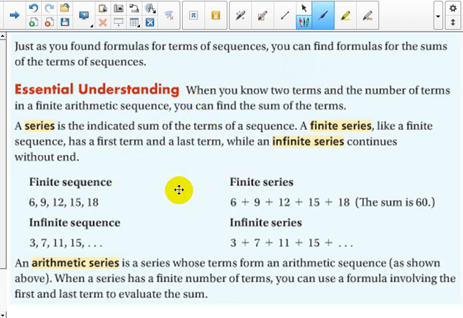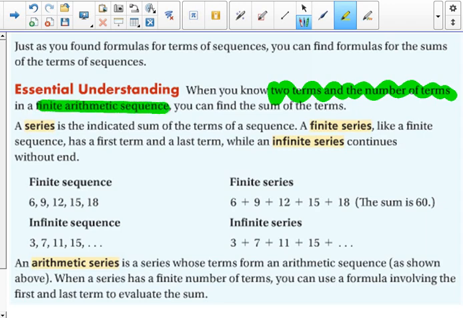Okay, so our essential understanding says when you know two terms and the number of terms in a finite arithmetic sequence, you can find the sum of the terms. So what's it say? When you know two terms and the number of terms in a finite arithmetic sequence, you can find the sum of them. So let's see what we can determine here.